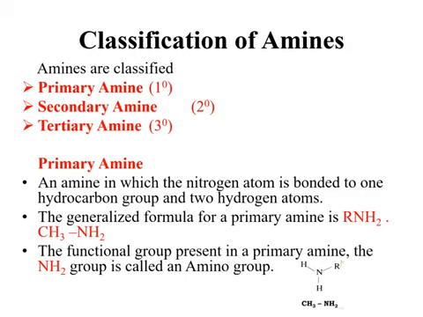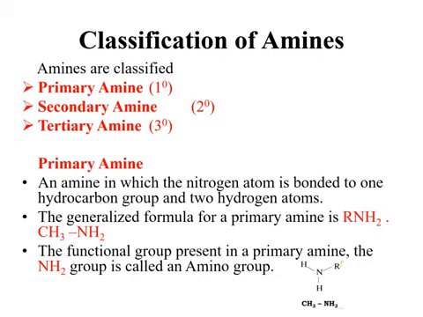So first of all, we shall talk about the first class of amines, that is primary amines. An amine in which the nitrogen atom is bonded to one hydrocarbon group and 2 hydrogen atoms is known as a primary amine. The generalized formula for a primary amine is RNH2, where R stands for any type of alkyl group, and if this alkyl group is methyl, then this molecule will be named methylamine. The functional group present in a primary amine is the NH2 group, known as the amino group.